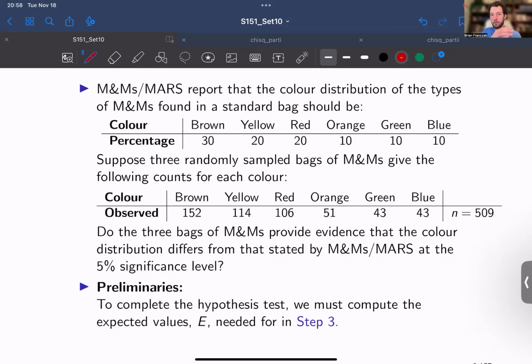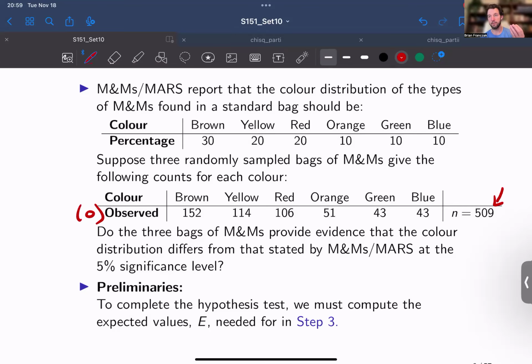So we purchase a bunch of bags of M&Ms, we dump them all out on a table, and then we sort them by color. In total, we have 509 M&Ms. This is the total number of M&Ms in the sample. 152 of those are brown, 114 are yellow, 106 are red, 51 are orange, 43 green, 43 blue. So these are the observed counts, the capital O that I had referenced on the previous slide.